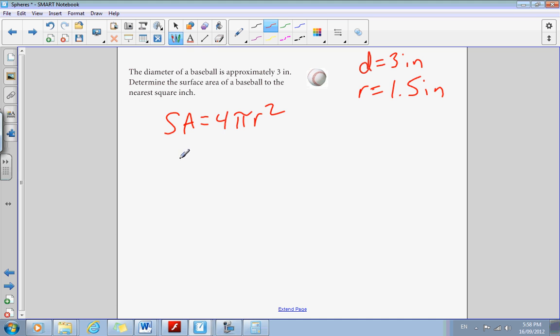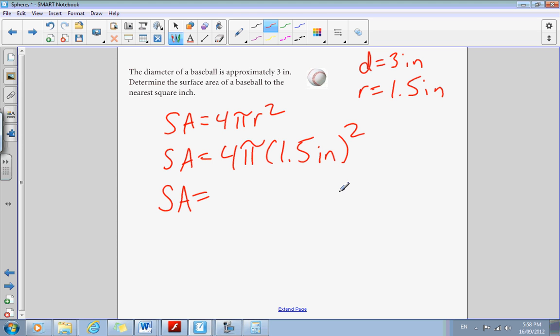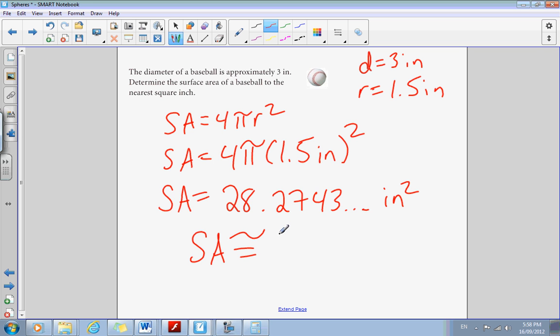Okay, everyone? So let's fill that into the equation. So 4 pi r squared, so 1.5 inches squared. So when you do this calculation, everyone, you're going to get 28.2743 inches squared. Now, this is an imperial unit, so do we use decimals? No. We'll just round up and say the surface area is approximately 28 inches squared.